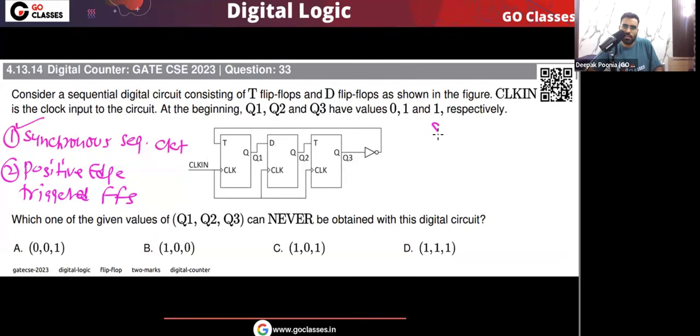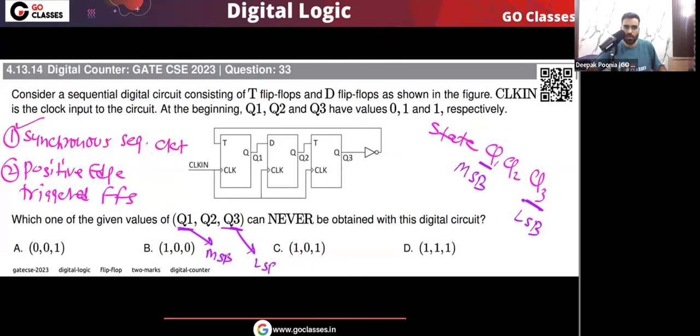Remember, the state of any sequential circuit is the flip-flop output combination. Here the flip-flop output combination is Q1, Q2, Q3, so the state of this circuit is Q1, Q2, Q3. And here Q1 is the MSB and Q3 is the LSB. Very simple. And the initial state is also given to you.